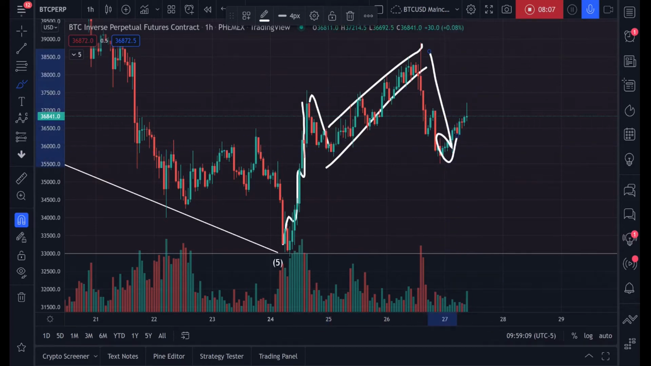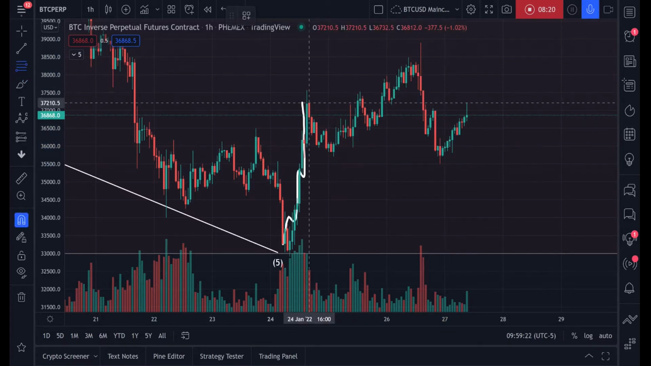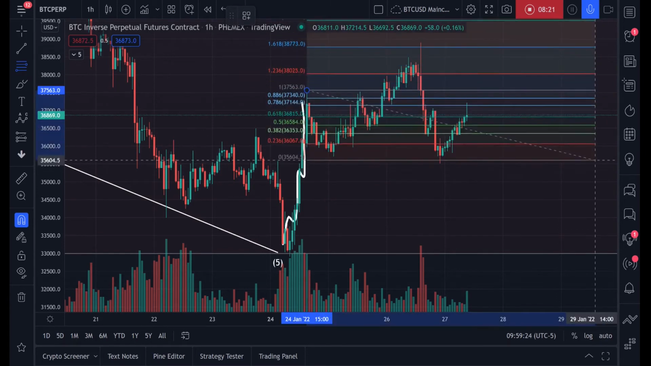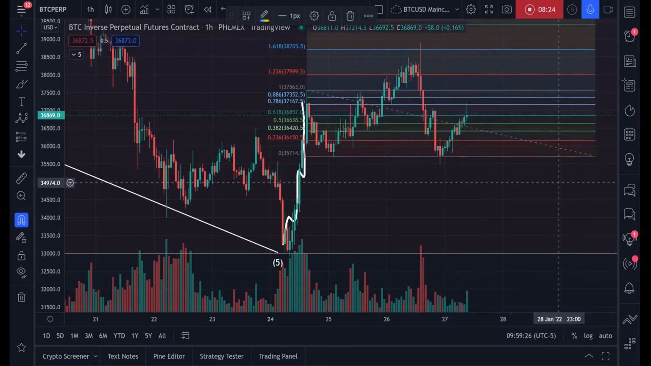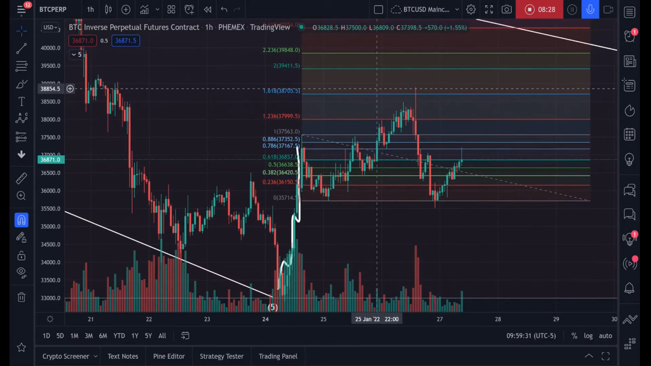And I said yesterday that I expect an impulse to the downside, 4 to 5%. Turned out to be more like 6%, okay? Because this B wave came up to between the 1236 and the 1618 of this A wave, okay? And what do we know about B waves that retrace between the 1236 and 1618?